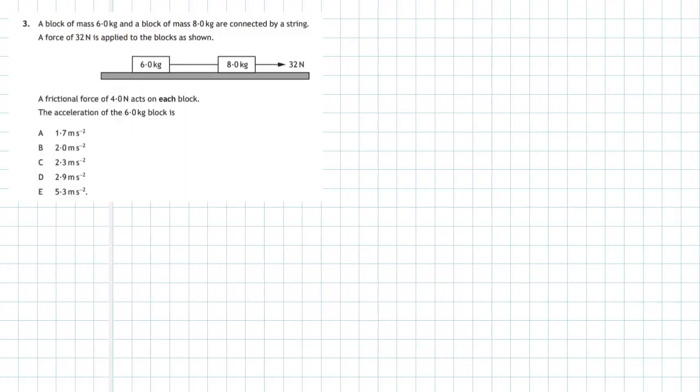Question 3 from Section 1 of the 2018 Higher Physics exam. A block of mass 6 kilograms and a block of mass 8 kilograms are connected by a string, and a force of 32 newtons is applied to the blocks as shown in the diagram. We're told a frictional force of 4 newtons acts on each block, and we've been asked to find the acceleration of the 6 kilogram block.